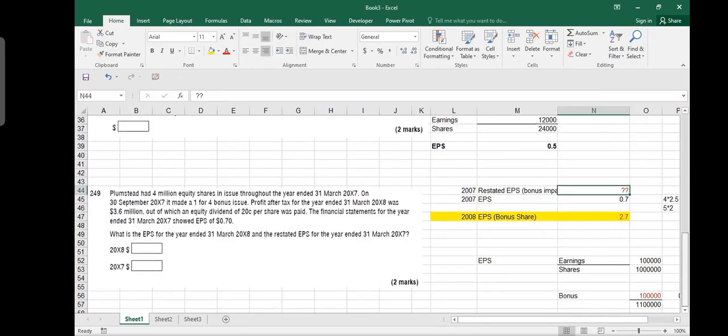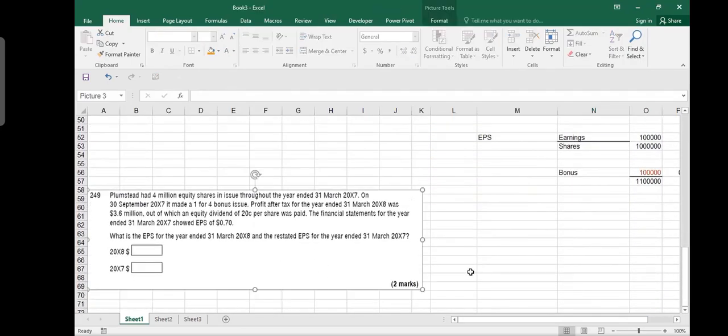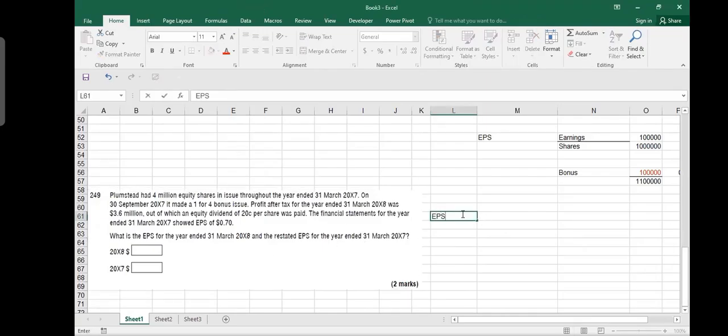So now, should I keep it here or should I delete it? I'll take the question down. Let me make some settings here. So you need to calculate EPS for 2008. And of course, I need my earnings and I need my number of shares.